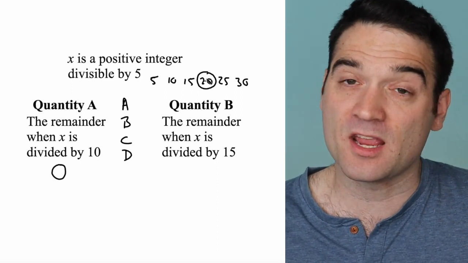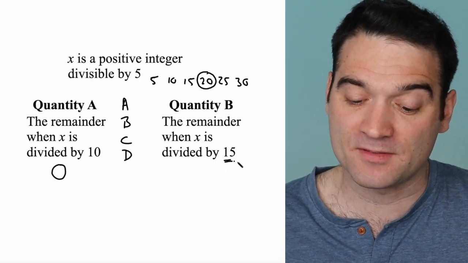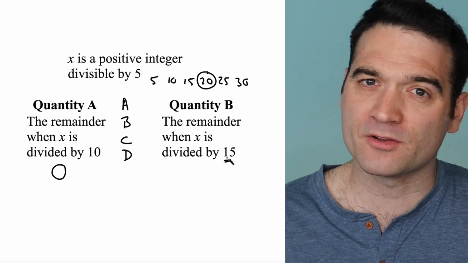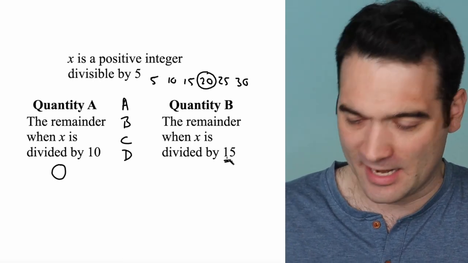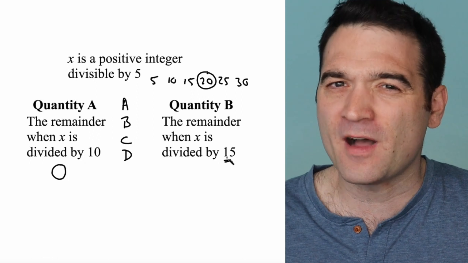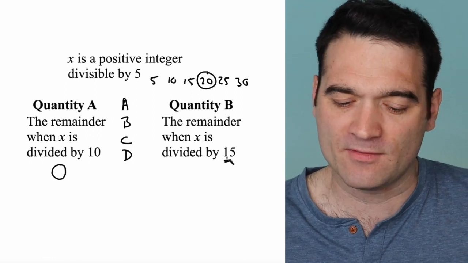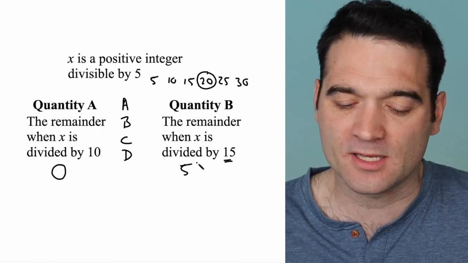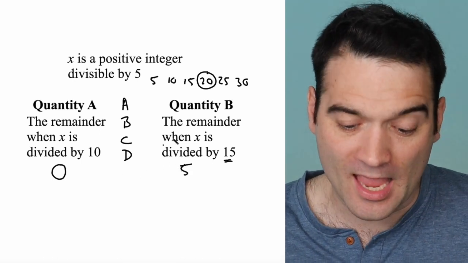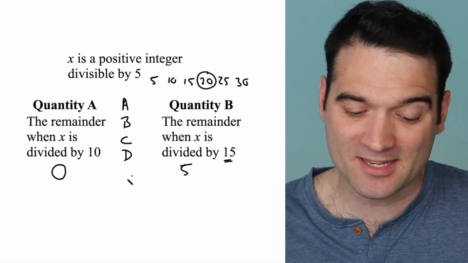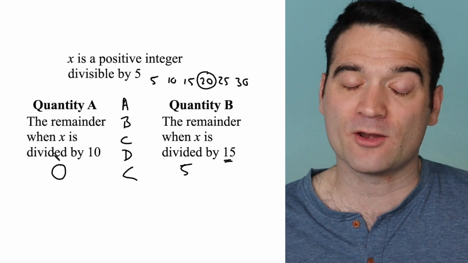But what if I use the same number, 20, and divide that by 15? Well, if I have 20 cards and 15 people and I deal them all out, I give everyone 1 card, but then there's 5 left over. I can't deal those out evenly. So the remainder when I do this is 5. And so in this particular case that we tested, quantity B is greater than quantity A.